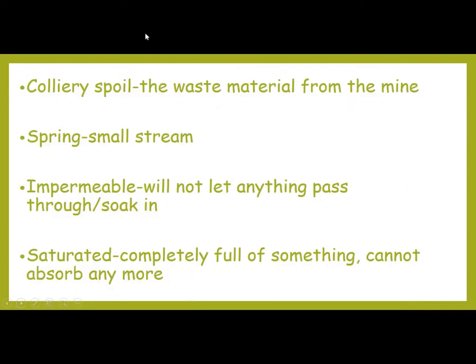So, in the documentary that you're going to watch next lesson, and in the images that I'm about to show you this lesson, you might come across some words you're not sure of. Colliery spoil, this is the waste material from the mine. A spring, like I said, is a small stream. If something is impermeable, like a type of rock sometimes is impermeable, this means it won't let anything pass through.